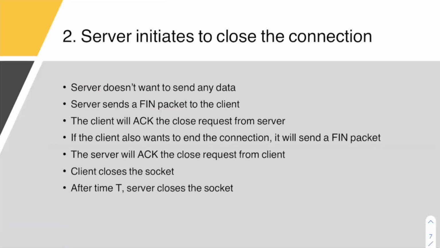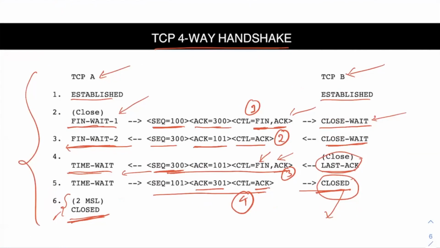Now the second way is when the server initiates to close the connection. In the first case, we saw the client initiates to close the connection. Now in the second case, the server initiates to close the connection. In this case, the server does not want to send any data. The client may be willing to send some data, but the server does not want to send any further data to the client. Now, what will happen? A total opposite of this case will happen.